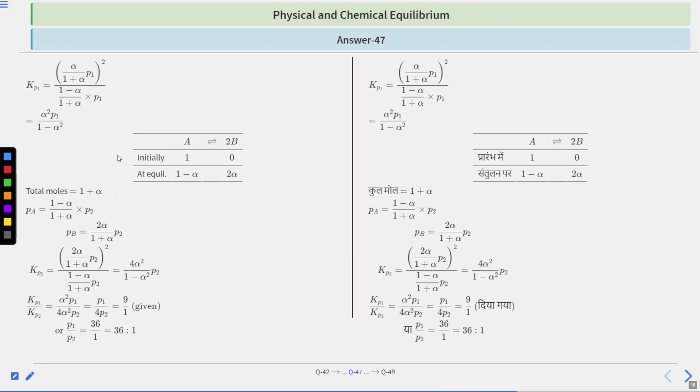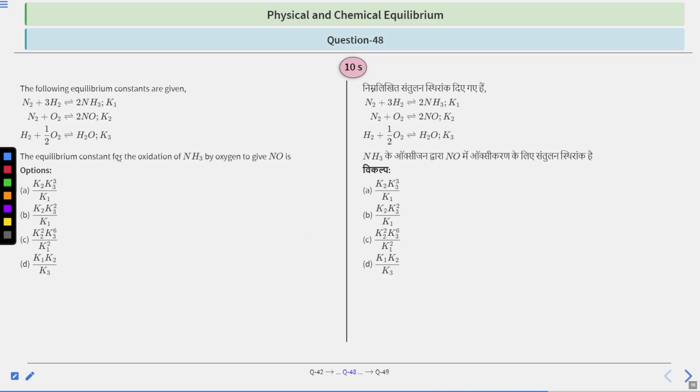Okay, let's see the next question. Question number 48. The following equilibrium constants are given. N2 plus 3H2 giving us 2NH3, the equilibrium constant is K1. N2 plus O2 giving us 2NO, equilibrium constant is K2. And H2 plus half of O2 giving us H2O, equilibrium constant K3. The equilibrium constant for the oxidation of NH3 by oxygen to give NO is.